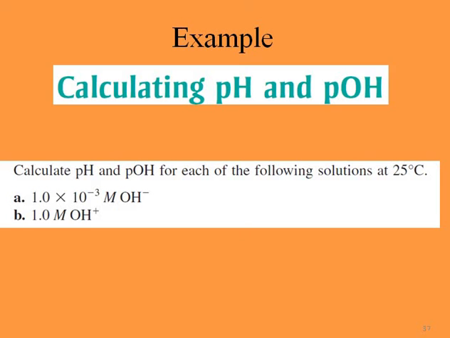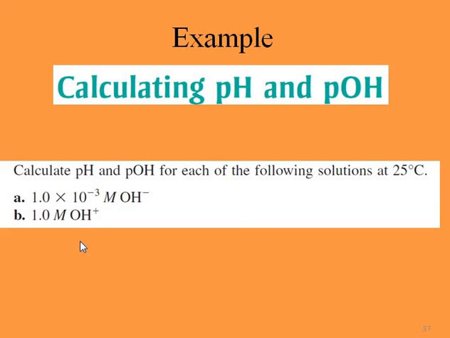So in this example, I want to show you how to calculate pH and pOH for each of the following solutions at 25 degrees. A is 1 times 10 to the power of negative 3 molar hydroxide. B is 1 molar hydroxide. That's supposed to be H plus, not OH minus. So there's a typo in part B. It says 1 molar OH minus, so the O is wrong there. So let's see how to calculate it.